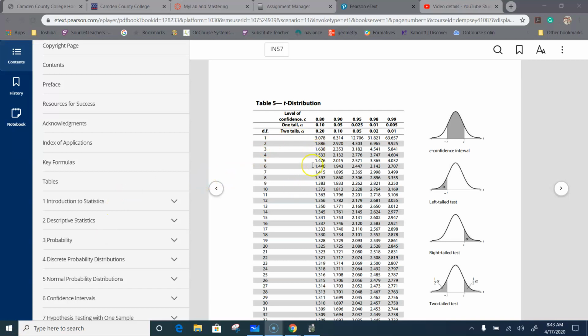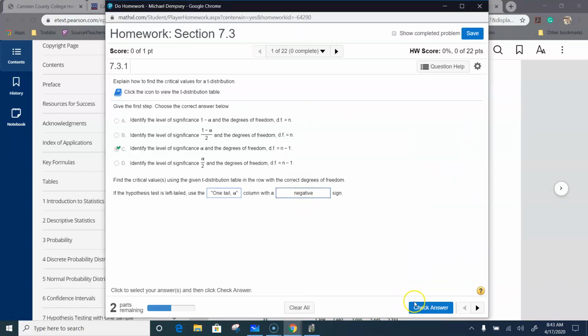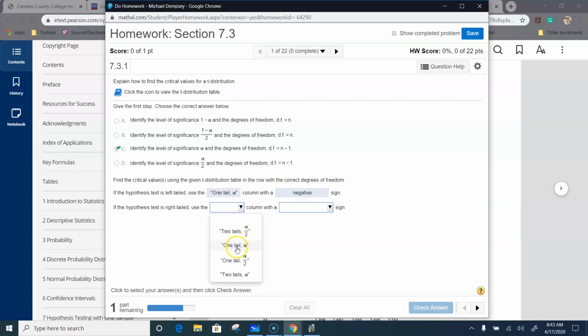So we have a one-tail. If it's a left-tailed test, we're going to have to use a negative t. See how that t is negative? If it's right-tailed, we just look it up on here. So if it's a 1% significance level, we're living in this column. But if it's a left-tailed test, we need to hang out over to the left there. That's all that means, so it would be a negative sign. If it's right-tailed, use the one-tail alpha with a positive sign.